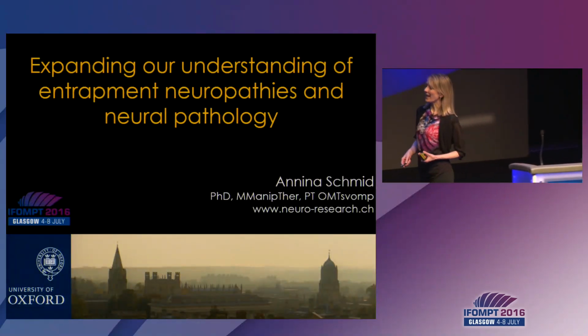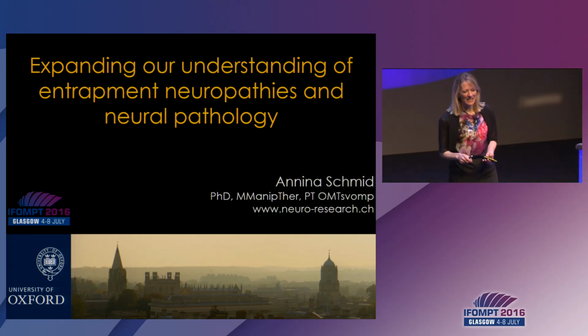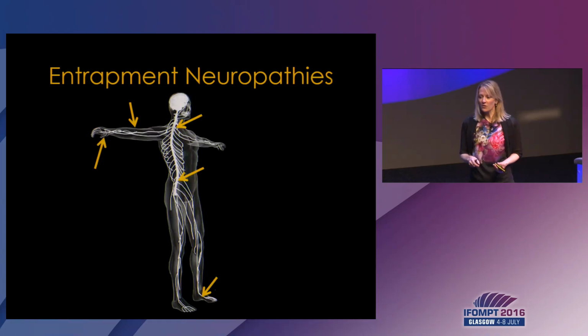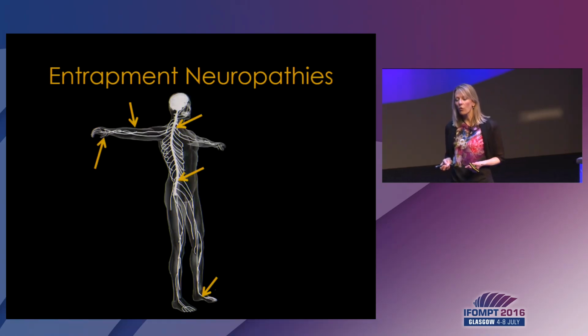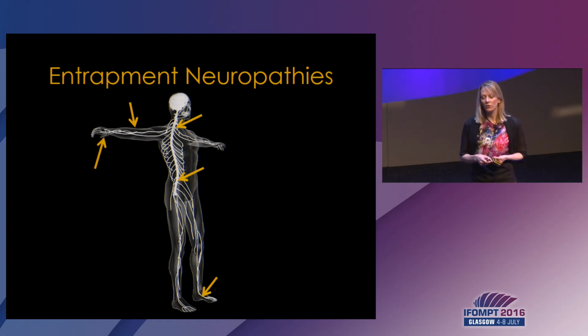Thank you very much for the kind introduction. Now let's try and shake the physio world a bit today if we can. I was asked to talk about expanding our understanding of entrapment neuropathies and neural pathology to you today. As you're all familiar with, entrapment neuropathies are caused by pressure on peripheral nerves as they travel through narrow anatomical spaces. Common entrapment neuropathies are certainly carpal tunnel syndrome, cubital tunnel syndrome, and cervical or lumbar radiculopathies. But there are also a bit more controversial entrapment neuropathies, such as Morton's neuroma, piriformis syndrome, or tarsal tunnel syndrome.